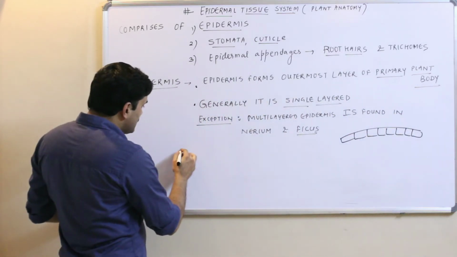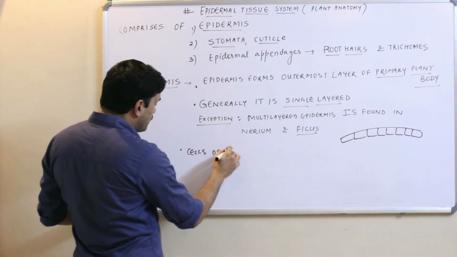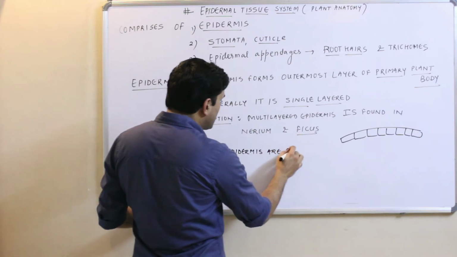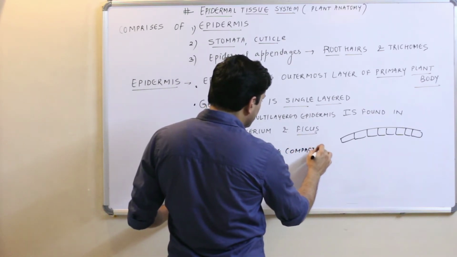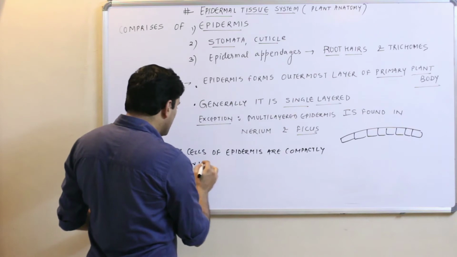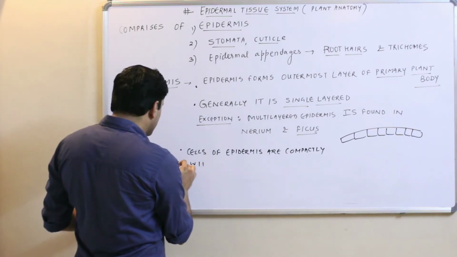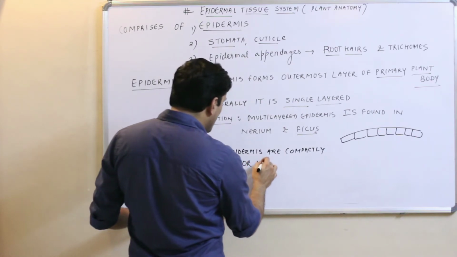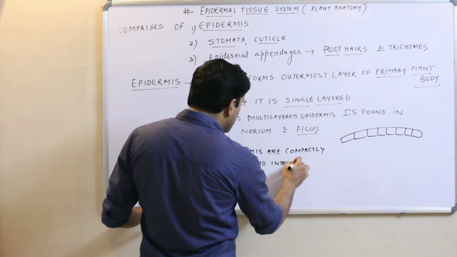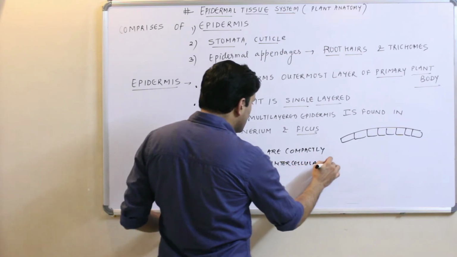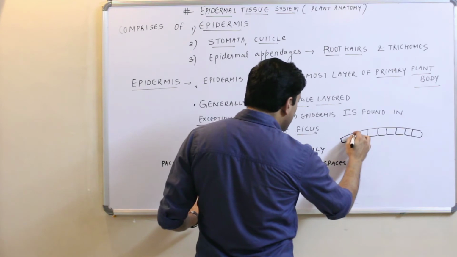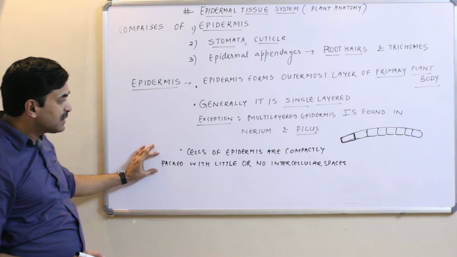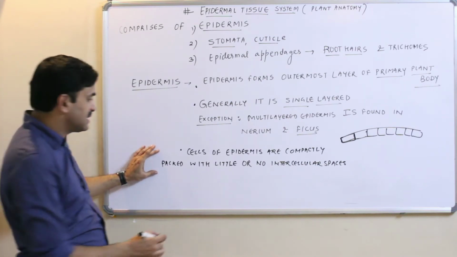Now, cells of epidermis are compactly packed with little or no intercellular spaces. Are you getting? You can see that cells are closely packed. So cells of epidermis are compactly packed with little or no intercellular spaces.